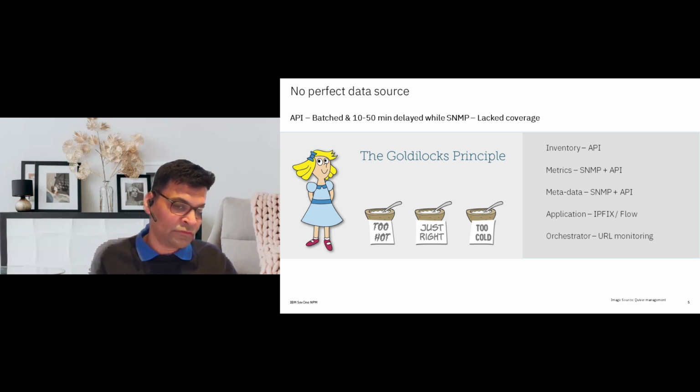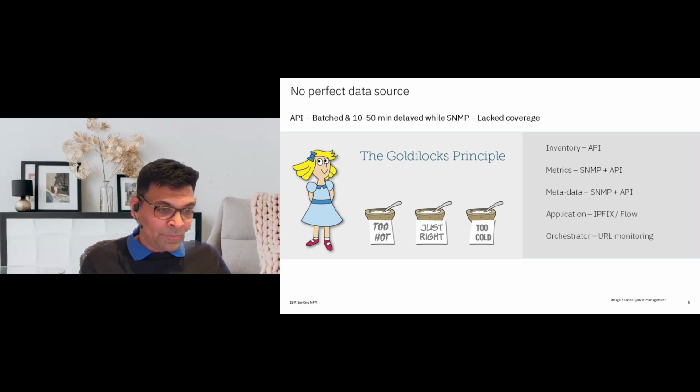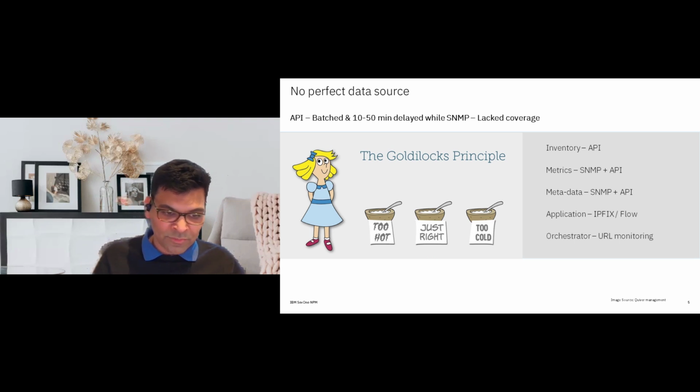And the application view. So we do consume IPFIX and Flow. Every vendor has its own format. VeloCloud was particularly challenging in terms of, they had a by flow. So we've kind of cracked that nut. And last but not the least, we do the URL monitoring for the orchestrator.